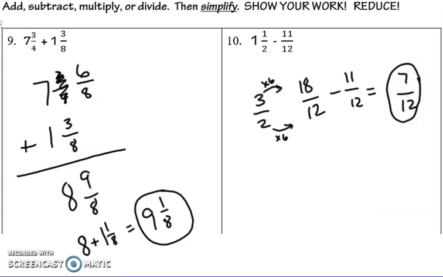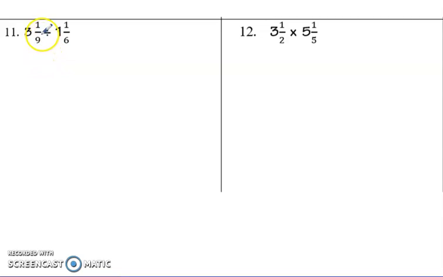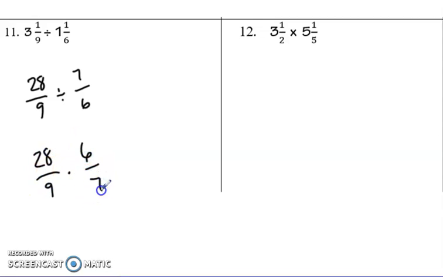Okay, moving on. Here we've got division. We've got mixed numbers, so we have to make them top heavy, or improper fractions. So here we go. We've got 2 and 7 ninths, so we can have 25 over 9. And then we've got 1 times 6 plus 1 more is going to be 7 sixths. Okay, that's still division. I've got to flip this second one and multiply, right? So 28 over 9 times 6 over 7.